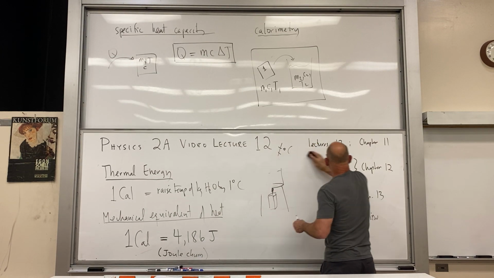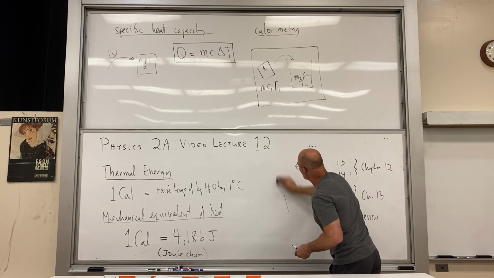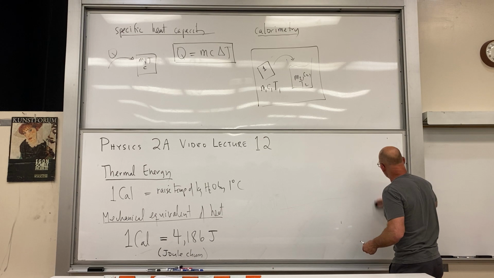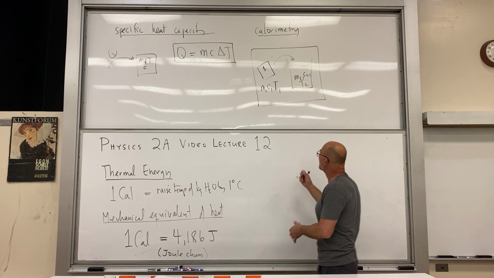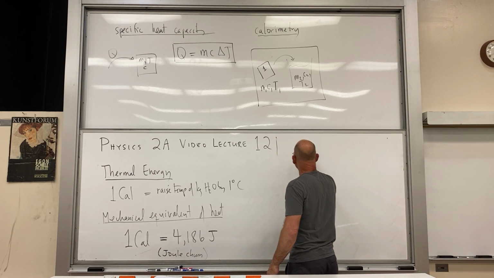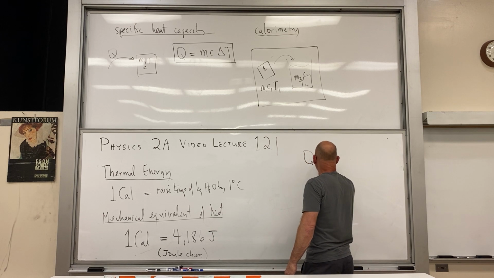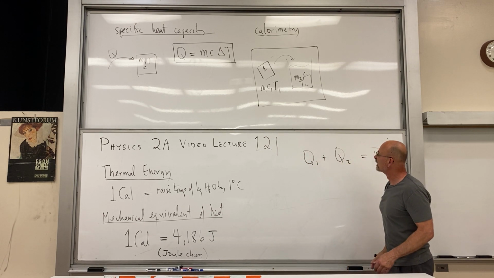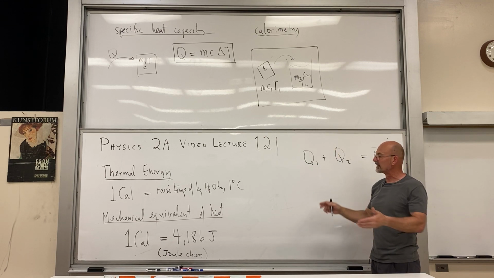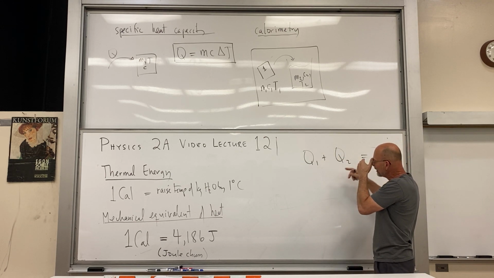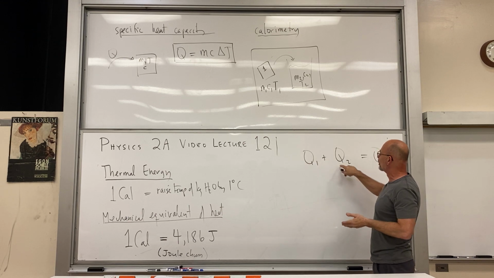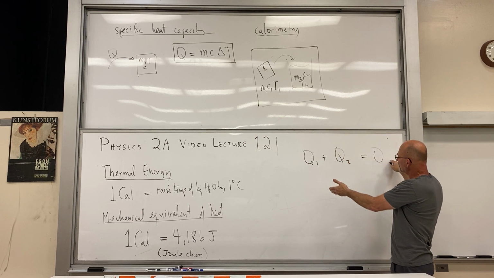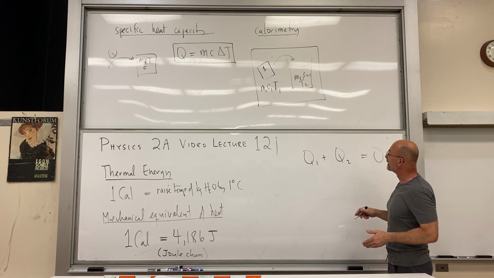So for this scenario, because no energy is being lost or wasted, I have Q sub 1 plus Q sub 2 is equal to 0. One gets warmer, one gets cooler. The energy content is the same. One loses some, one gains some. That's why we can say the total heat is equal to 0. Thermal energy is being transferred.